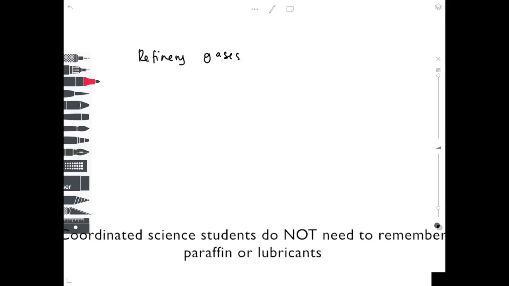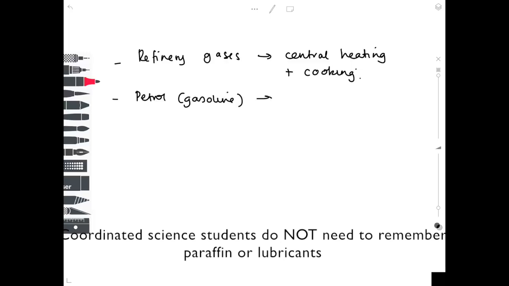So looking within the fractionating column, we need to know the different fractions starting from the top, and their various uses. Refinery gases: this is bottled gas used in central heating and cooking, so within our homes basically. The next fraction down we have petrol, otherwise known as gasoline, and as the name suggests, it's used as fuel for cars.